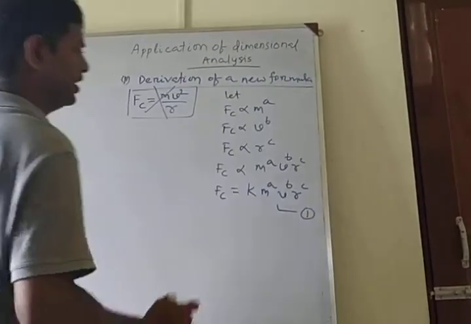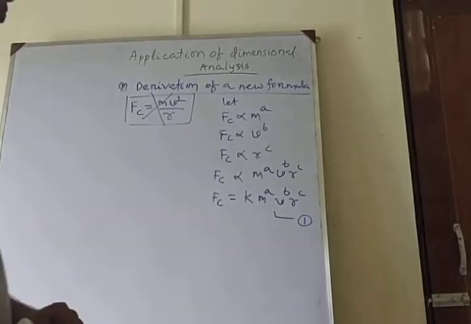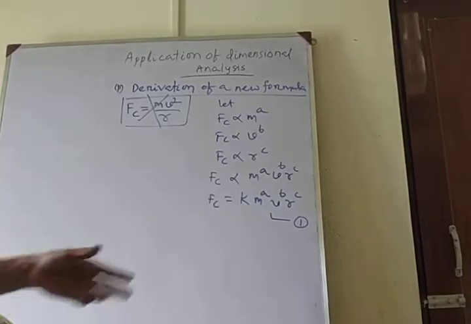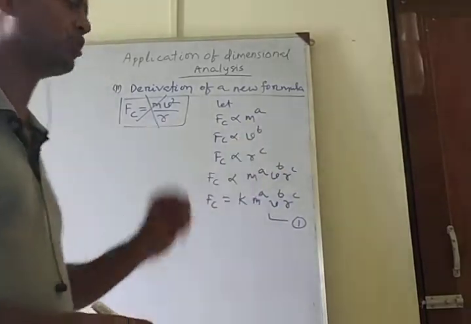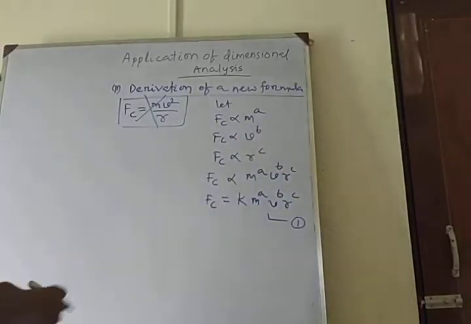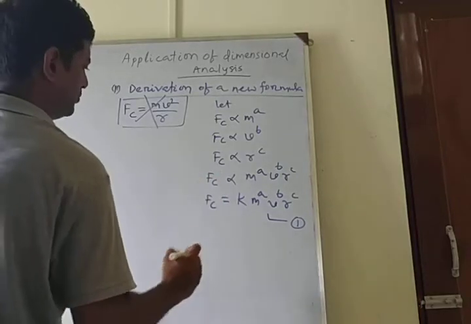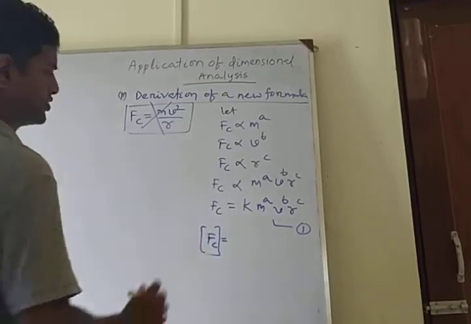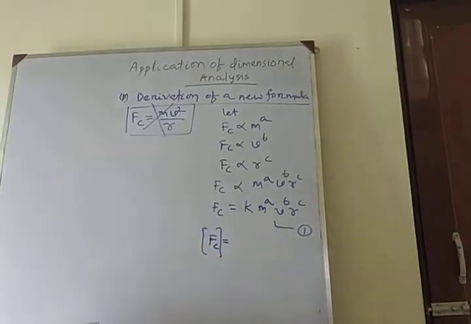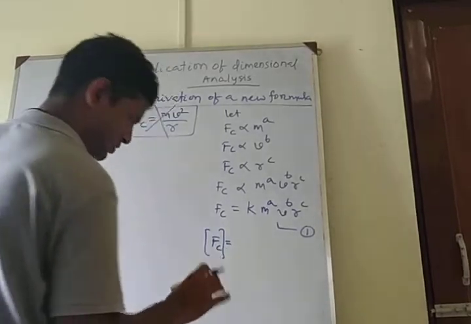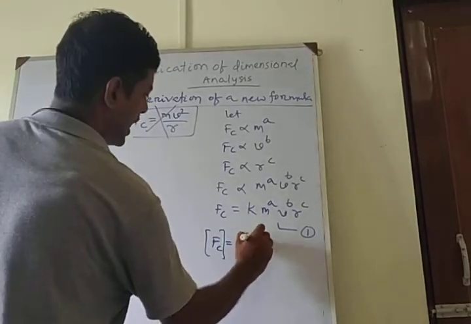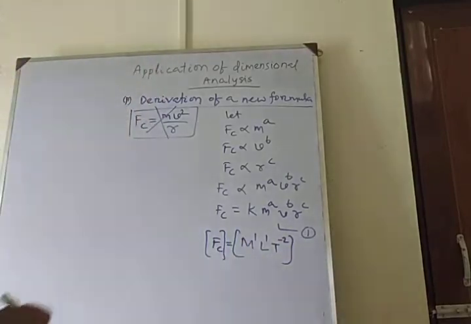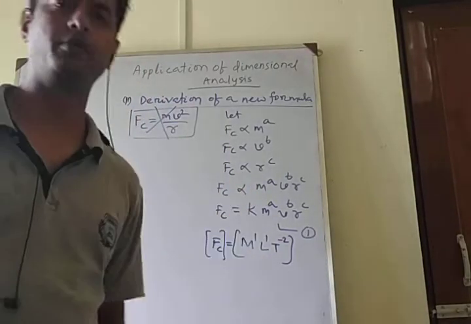Equation 1. Since K is a proportionality constant, it is totally dimensionless, so the dimensional formula of K is M0 L0 T0. So we are not considering the dimensional formula of K. What I'll do is write the dimensional formula of F. What is the dimensional formula of force? I am directly writing it to save time in this video: M1 L1 T minus 2. If you cannot write the dimensional formula of force, just go back and watch my previous videos.